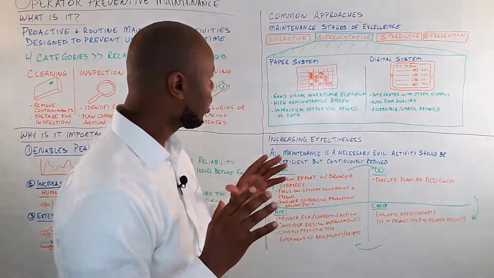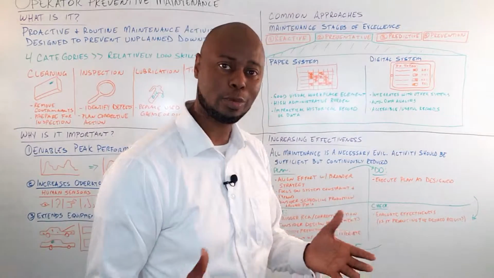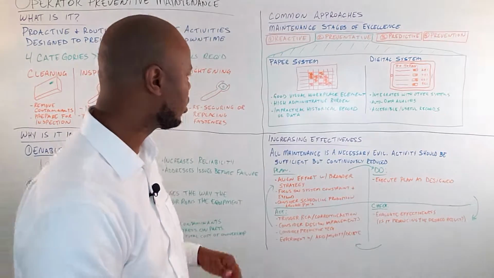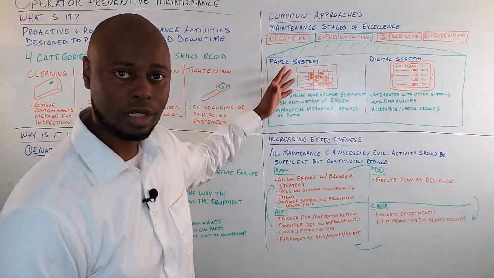So with that said, under preventive maintenance, there are 2 main systems that I've seen used. Of course, there are some creative souls out there who have come up with more than 2, but there's the paper system and the digital system. The paper system looks something like this.